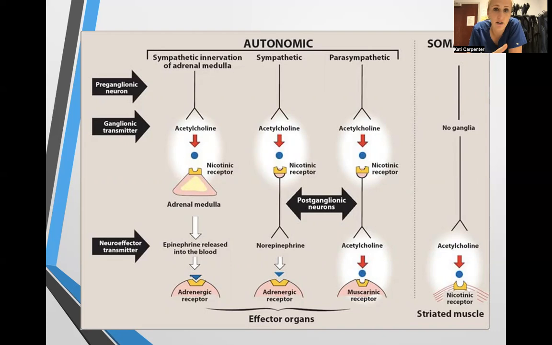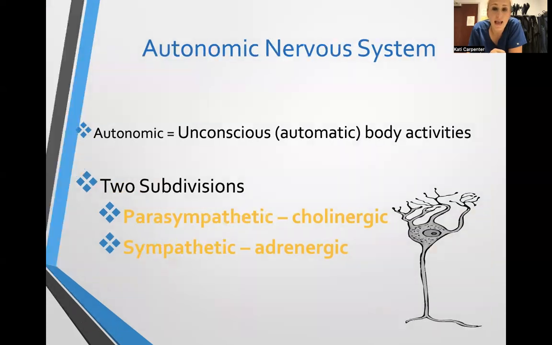Now the autonomic has your sympathetic and parasympathetic. Those go down, and there's a whole different process that goes along with that. And then it lands on the effector organs that can make an additional process happen as well. So the ANS, autonomic nervous system, is unconscious body activities, automatically done by your body.